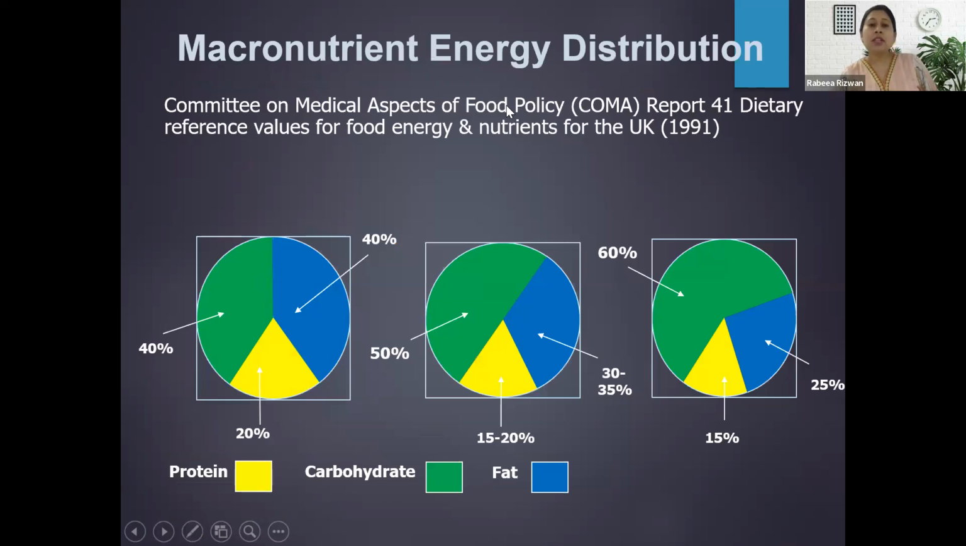The daily normal average macronutrient energy distribution for a human body, according to a UK study, is reported as follows: a normal human being has a daily requirement to intake carbohydrates of 40 to 50%, while fat should be 30 to 35%, and protein should be 15 to 20%. And these requirements are for non-sports and non-athlete persons.